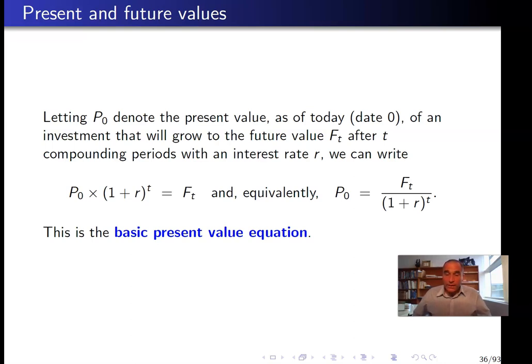So if we have a formula to compute the present value and we need to know the future value of something, we can always first compute the present value and compound the present value over t periods to obtain the future value. This will be very convenient when we deal with annuities.